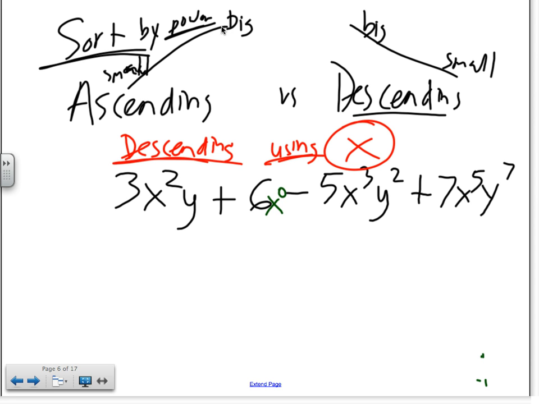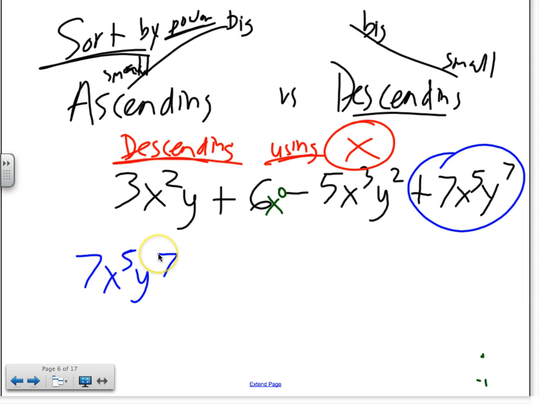So now we know where the lowest is, where the high is. Let's sort them in descending order. Which one is the first to look at? 7x to the 5th, right? The highest. So when we circle, don't forget, we circle the sign in front as well. It's a positive, that's the starting, so we're going to write 7x to the 5th, y to the 7th. We're done. Next one, what should be less than 5?